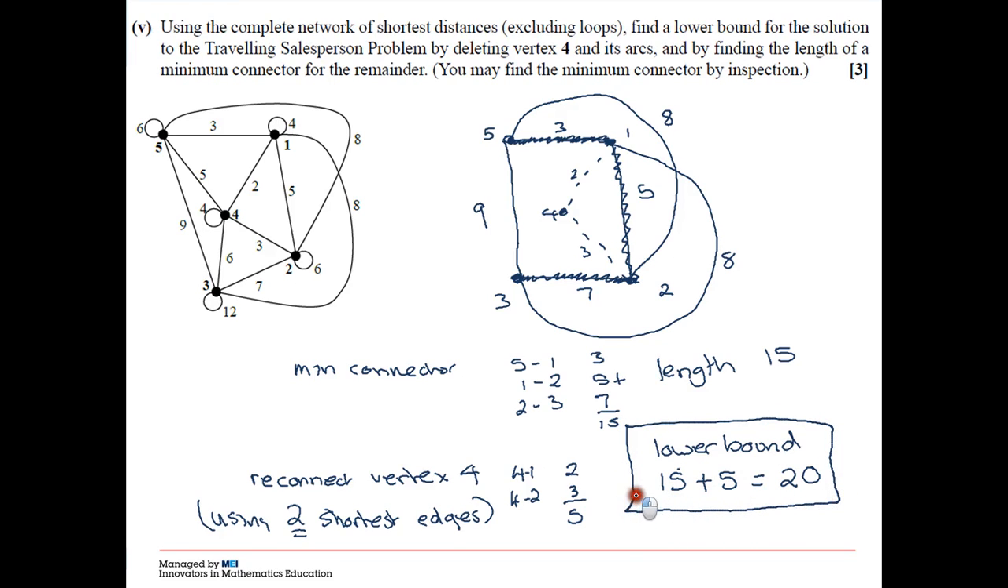So that's the standard method for finding lower bounds. Delete one vertex, find a minimum connector for the remaining network, and then reconnect the deleted vertex with the 2 shortest edges. It seems a little weird, but that's how we do it. And down here, I've not quite written on it, 1 mark for getting a 3-arc connector and 1 mark for working out the length was 15, and another mark for reconnecting 4 with those 2 edges.